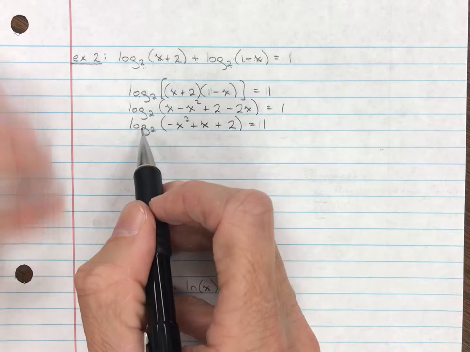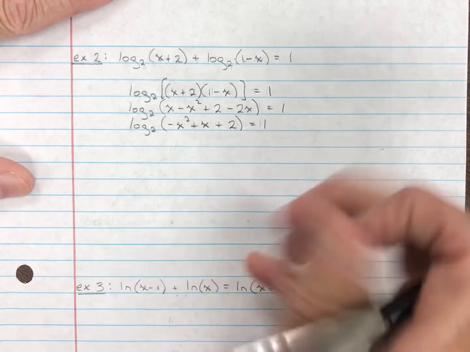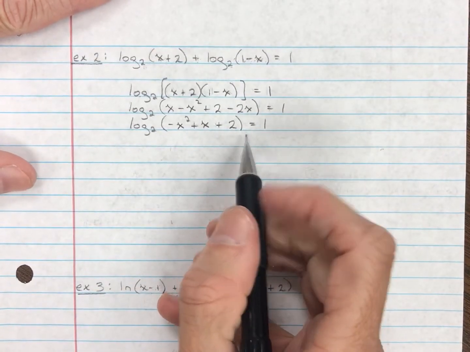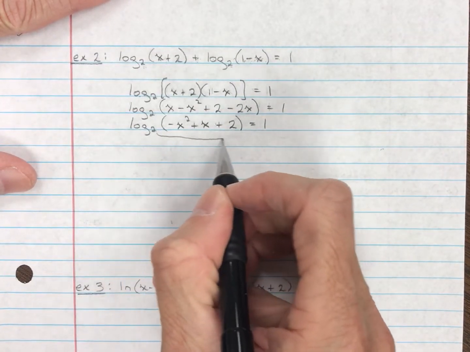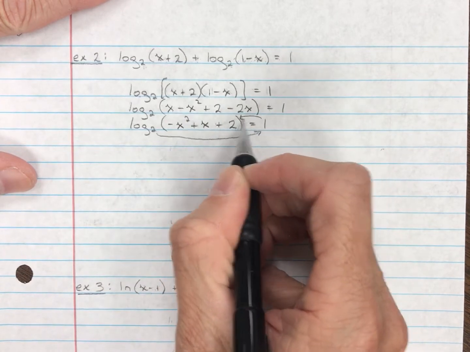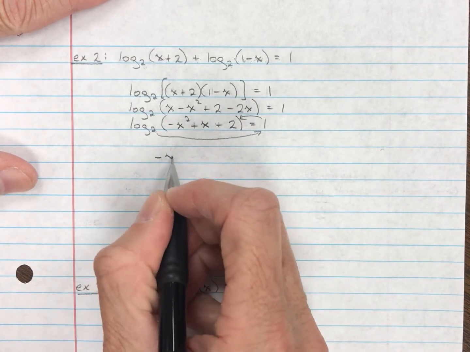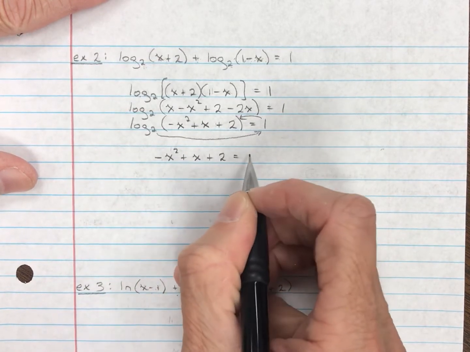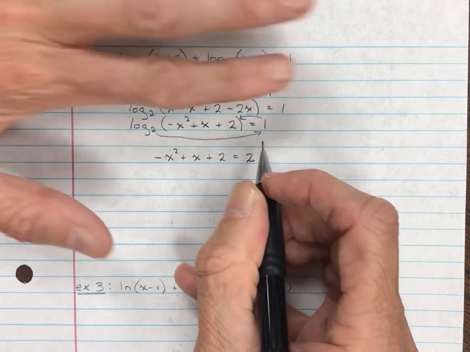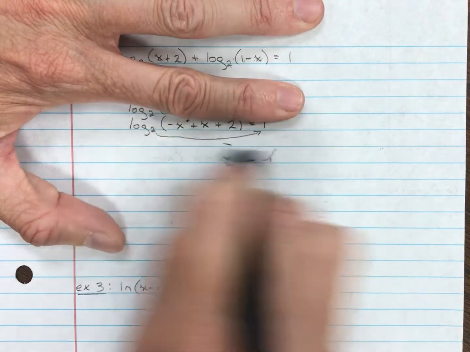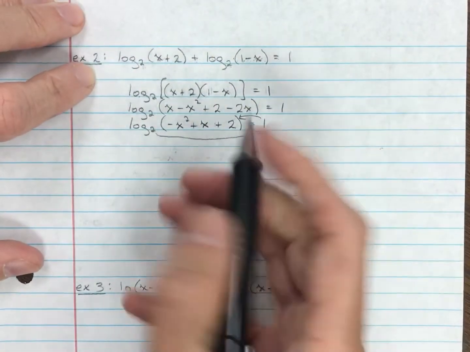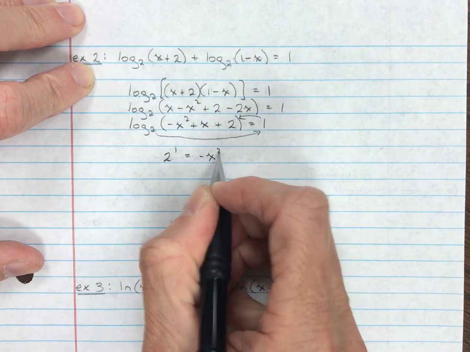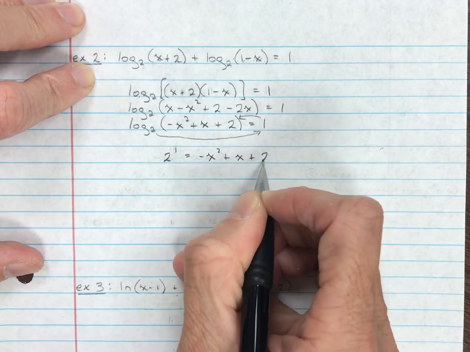Okay, I've got the 1 log on the left side and a constant on the right side, so I can rewrite this in its exponential form. Base to the exponent equals argument, so negative x squared plus x plus 2 equals 2. Oops, I should have written that the other direction. Sorry about that. Doesn't matter, but I wanted to be consistent. 2 to the first power equals negative x squared plus x plus 2.